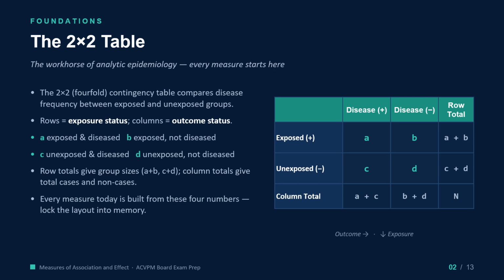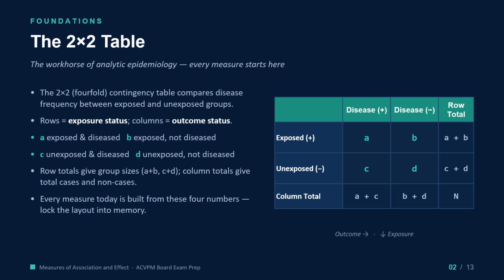Here's how the table is structured. Across the top, we have our outcome. Disease present in the first column, disease absent in the second column. Down the left side, we have our exposure status, exposed on top, unexposed on the bottom. This gives us 4 cells and we label them with letters A, B, C, and D.